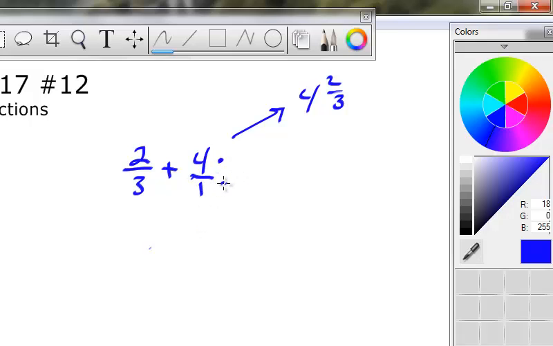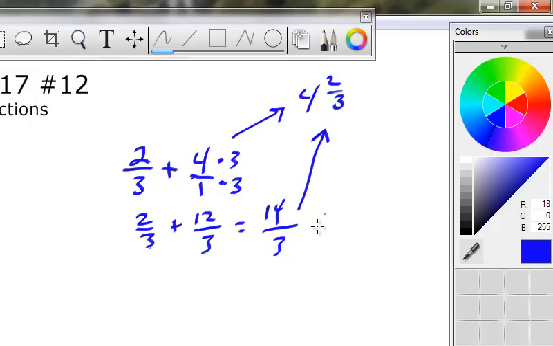And what we would do is multiply the top and bottom by this denominator here, making this, watch it, this would become 12/3. Of course, 12/3 is 4. That's the same thing. So since we have common denominators, we keep the same bottom, add the tops, 14/3, which is the same as this.